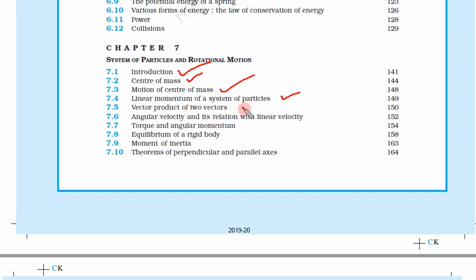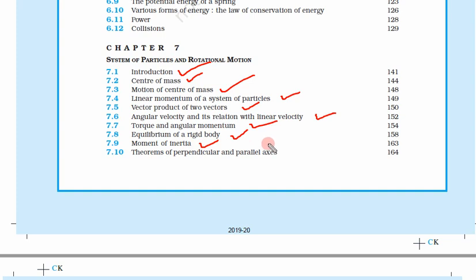Vector product of two vectors. Previously we learned about the product of a vector and a scalar. Here we will learn about the vector product of two vectors. Angular velocity and its relation with linear velocity. Torque and angular momentum, these things are new to you, so we will see what these things are. Equilibrium of a body, that means a stable position that does not change with time. Moment of inertia, this is also a new term.